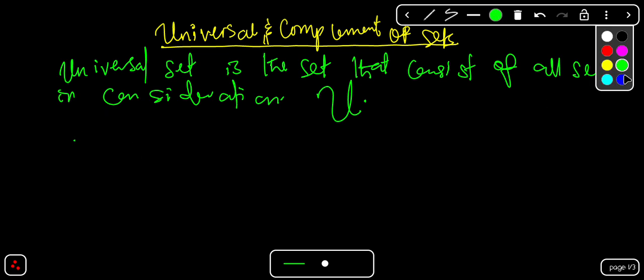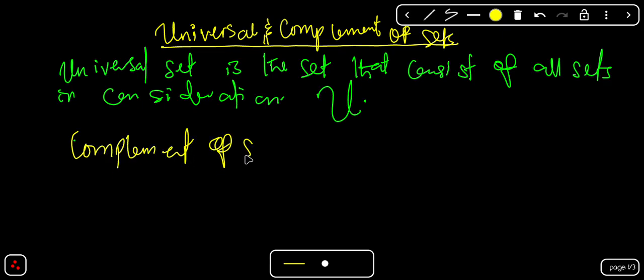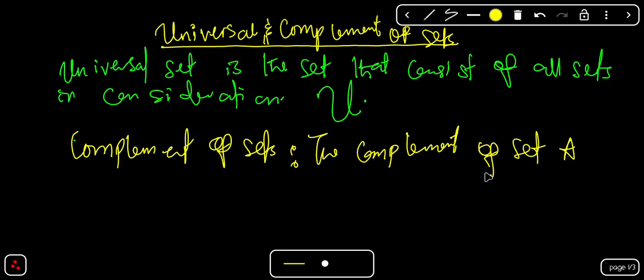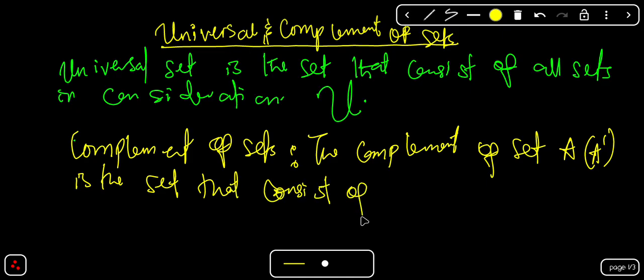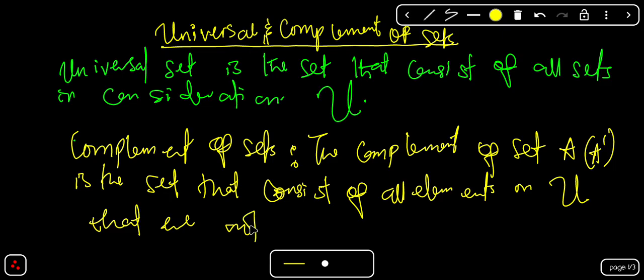Complement of a set. The complement of set A, which is written in this form, A complement, is a set that consists of all elements in the universal set that are not in A. So the complement of set A, which is written in this form, is a set that consists of all elements in the universal set that are not in A.